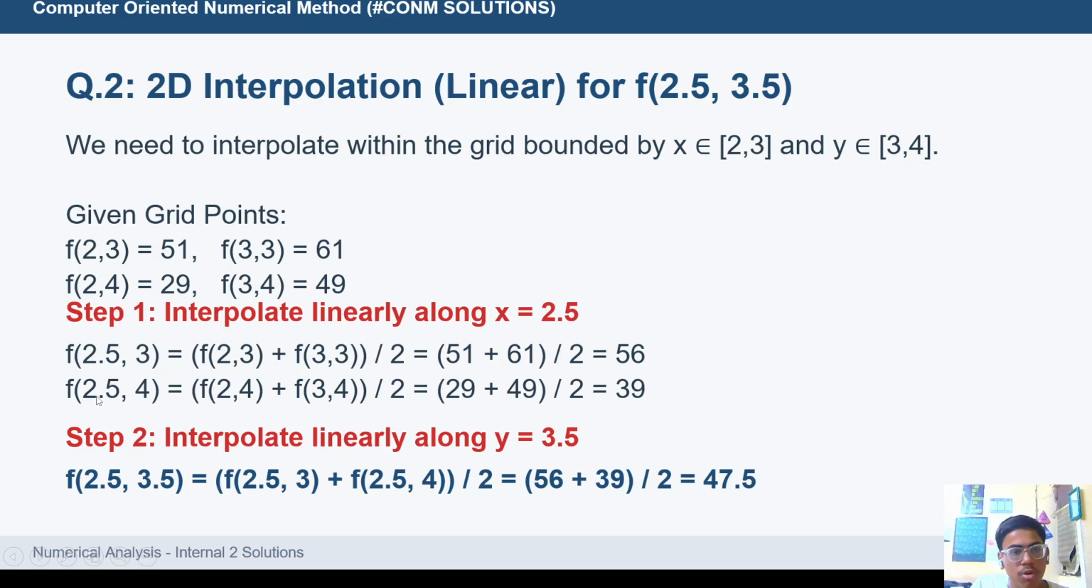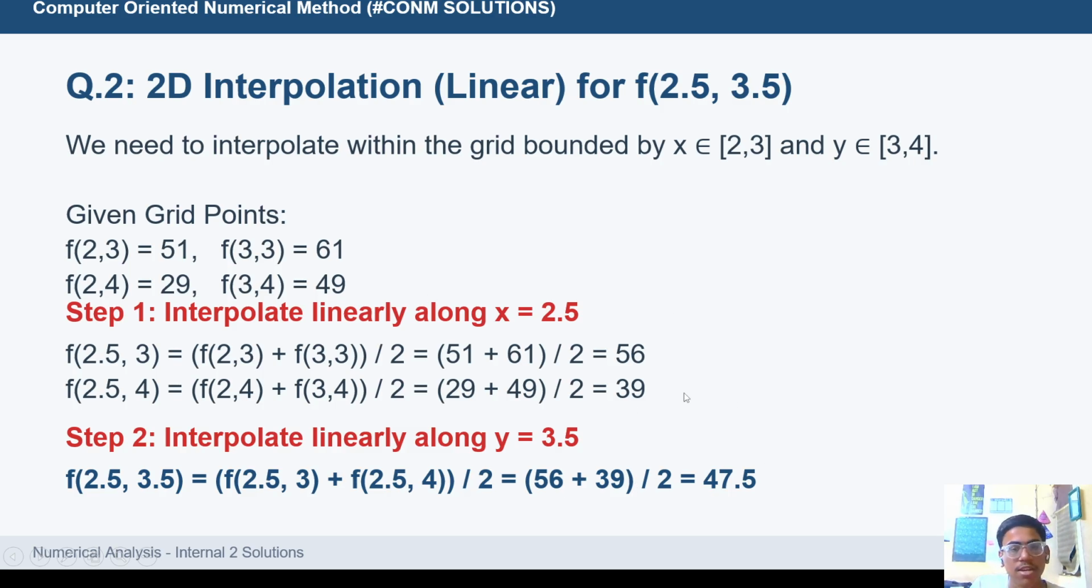For 4, it will be 2.5, 4. For it will be 2, 4 plus again that 3, 4 divided by 2. That will come around 39. Now we will interpolate linearly along the y-axis. So for y equal to 3.5, f of 2.5, 3.5 will come somewhere around f of 2.5, 3 plus f of 2.5, 4, as 3.5 lies between 3 and 4. So f of 2.5, 3 plus f of 2.5, 4 divided by 2, it will come around 47.5.